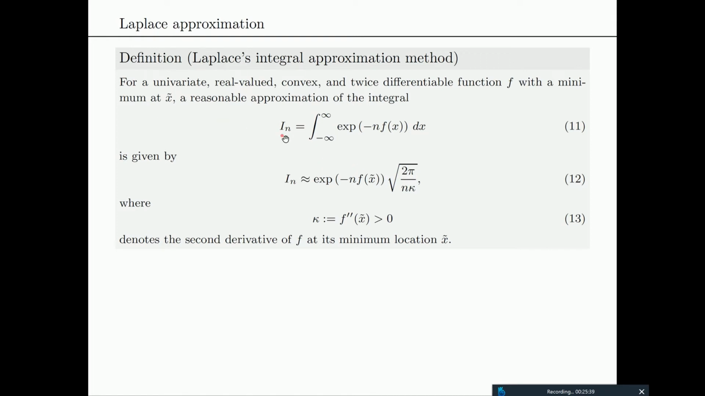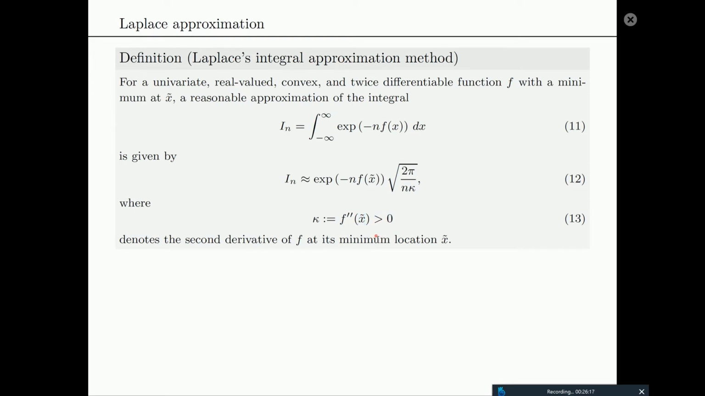Then a reasonable approximation of the integral from minus infinity to infinity of the exponential of minus n f(x) is given by the exponential of minus n f evaluated at the location of the minimum, times the square root of 2 pi divided by n kappa, where kappa is the second derivative of the function f evaluated at the minimum, and because x tilde is a minimum, this kappa is larger than 0.